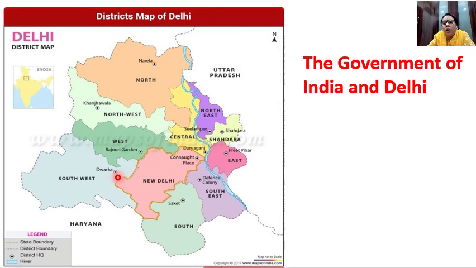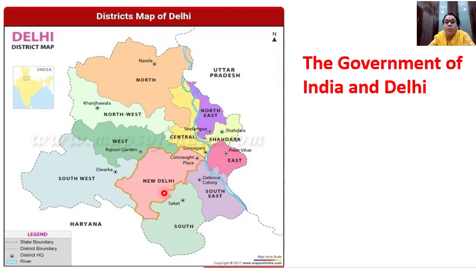Now children, already we have learned that Delhi consists of two parts, right? One is New Delhi and another one is Old Delhi. In the previous class we learned about Old Delhi, all the constructions and monuments located there. In today's class, we are going to learn about New Delhi.